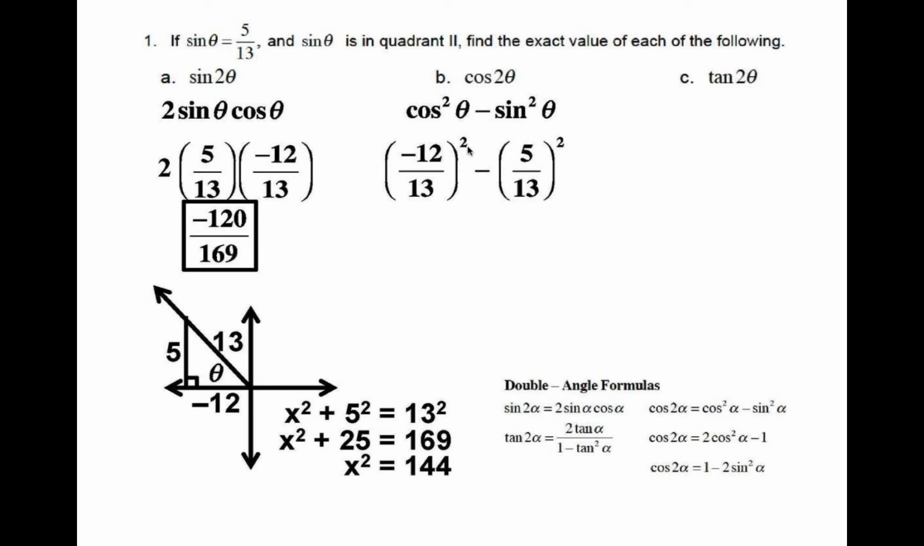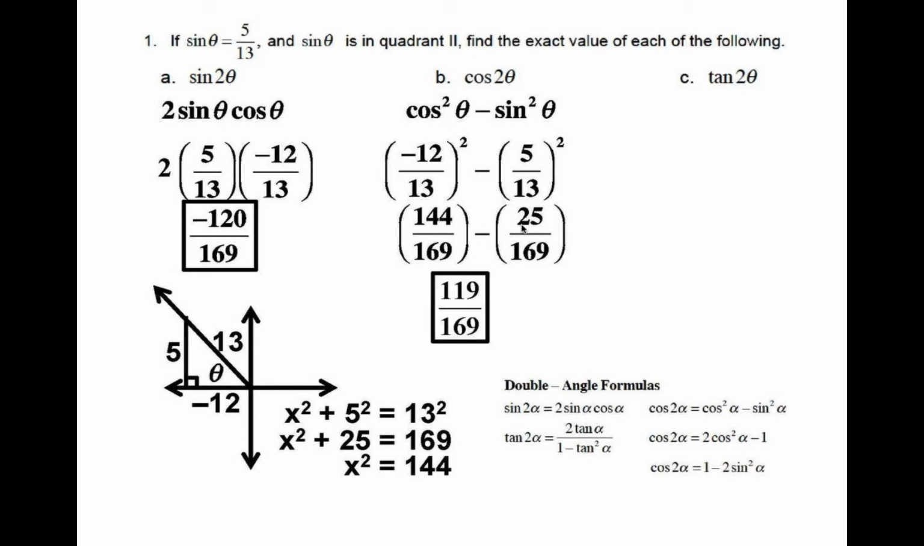So you're going to show the power. You're doing PEMDAS, you always square first. So squaring negative 12, that's going to become a positive 144 over 169. Minus 5 squared is 25 over 13 squared, which is 169. And how nice, we have a common denominator, so I can just subtract the tops. I get 144 minus 25. That's going to give you 119 over 169.